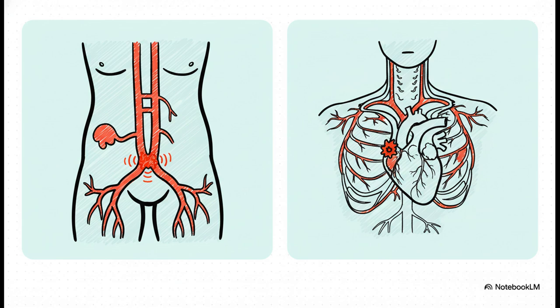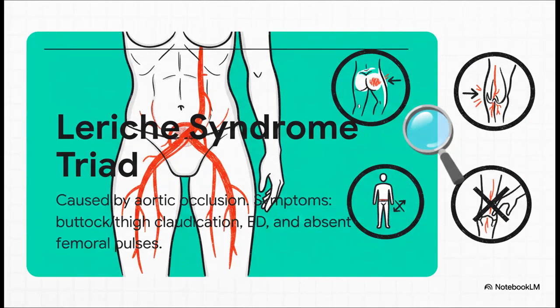Second target, subclavian steal. This is a critical blockage proximal to the vertebral artery. Here, it's all about the steal. For Leriche, you are hunting for the triad: buttock and thigh claudication, erectile dysfunction, and absent femoral pulses.